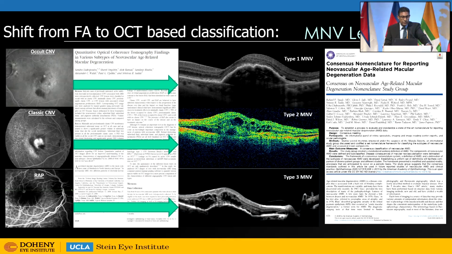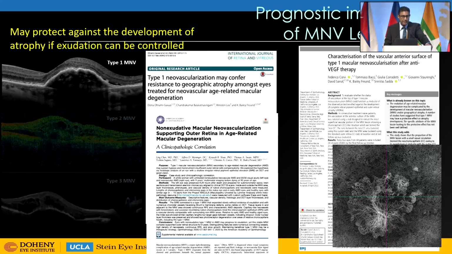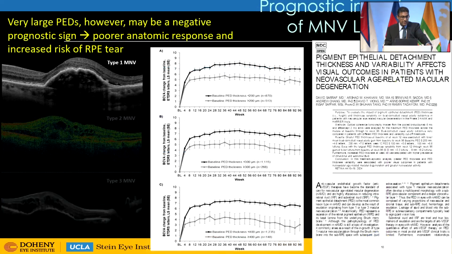So those of you who've been around at this for several years have seen this evolution from a shift from an FA to an OCT-based classification of lesion types. And I want to say that I think this classification is actually useful and important. When you have type 1 neovascularization below the RPE, there's evidence to suggest that it may protect against the development of atrophy if exudation could be controlled. And in particular, we have shown that those lesions can develop a neochoriocapillaris, which seems to be the substrate that is supporting the RPE and photoreceptors.